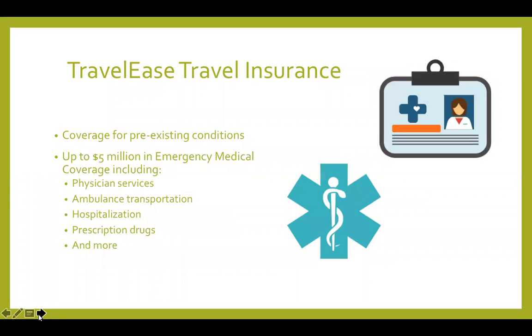So their medical insurance, just separate from the all-inclusive plan, is coverage for individuals with pre-existing conditions. This is called the travel insurance, and this covers up to $5 million for emergency medical coverage. So this is separate from their all-inclusive plan, specifically for if you have a pre-existing condition.